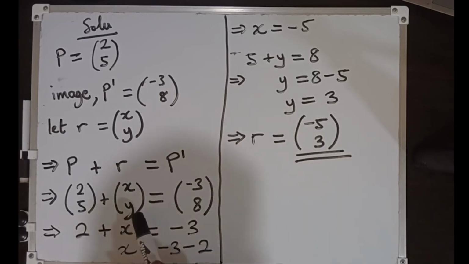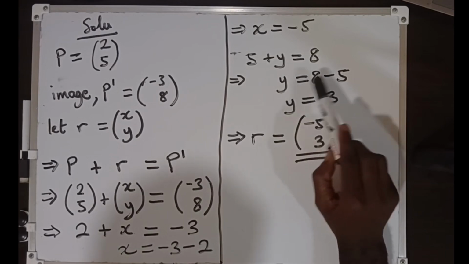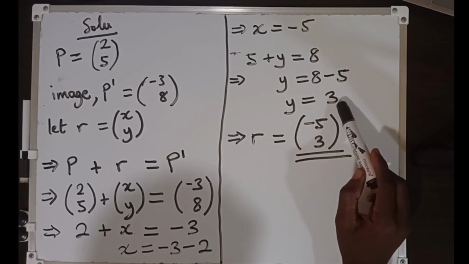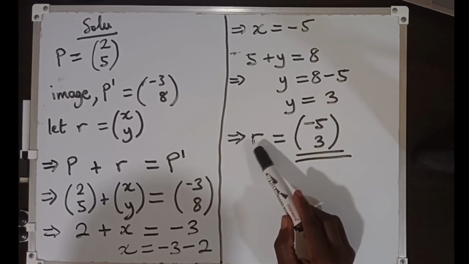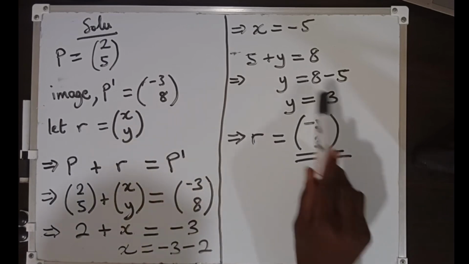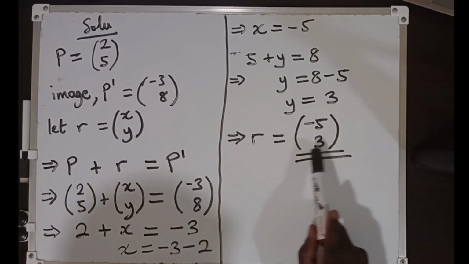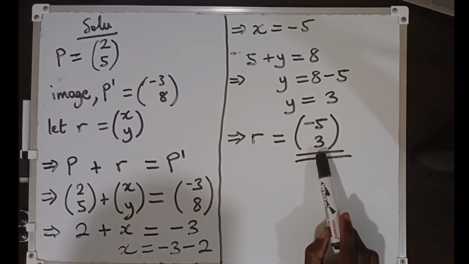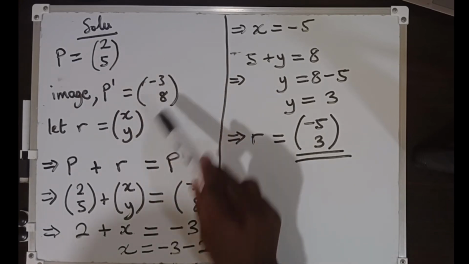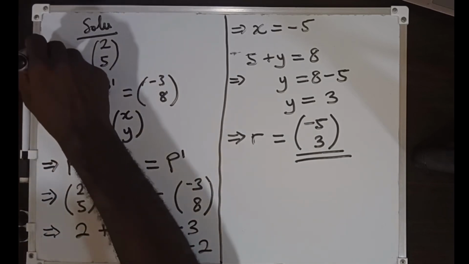Then when we equate the y coordinates, that is 5 plus y to give us 8. We simplify and then we see that y is equal to 8 minus 5, and 8 minus 5 is just 3. We remember that we let r be x, y. So if we substitute x for -5 and y for 3, then this becomes the vector that translated (2, 5) to -3 on 8. So this is the I part of the question.